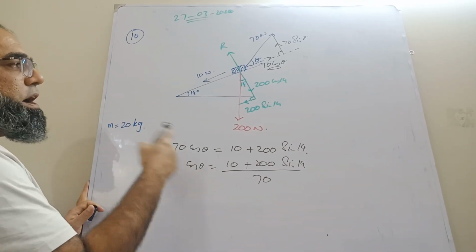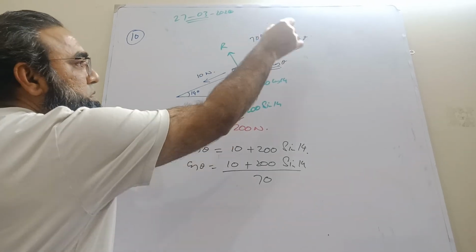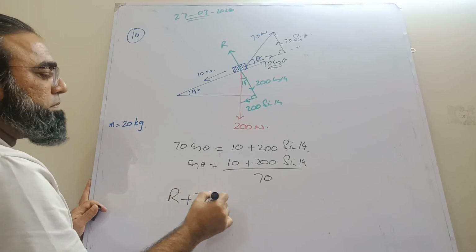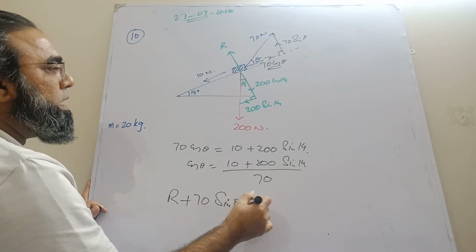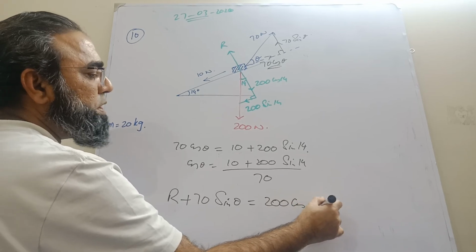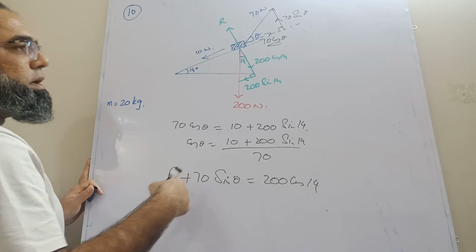Okay, and I will find your R. You have to look at the components perpendicular to this inclined surface. So this is R plus 70 sin theta, and that is going to be 200 cos 14. Use this theta in this equation, you will get your R.